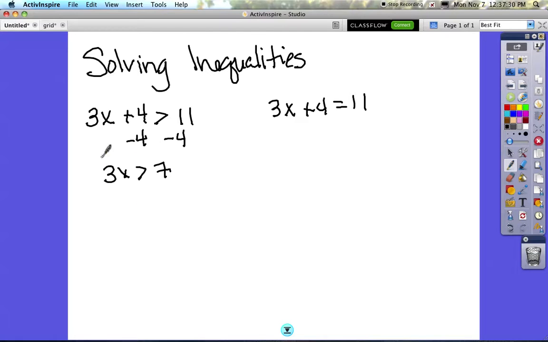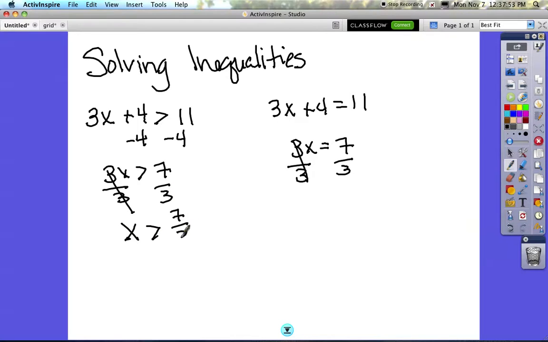I have students, for some reason, that want to leave their answer like this. So if you had 3x is equal to 7, would you leave that answer like that? What would you do to continue to get x by itself? Divide by 3. We do the same exact thing here, except instead of an equals, we have an inequality.